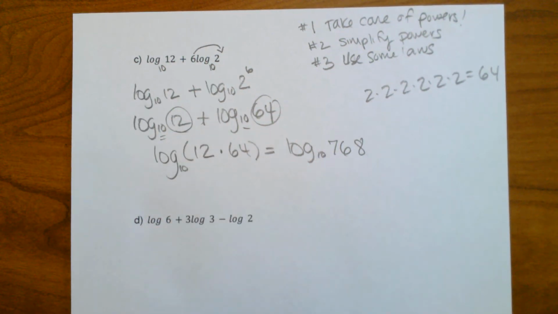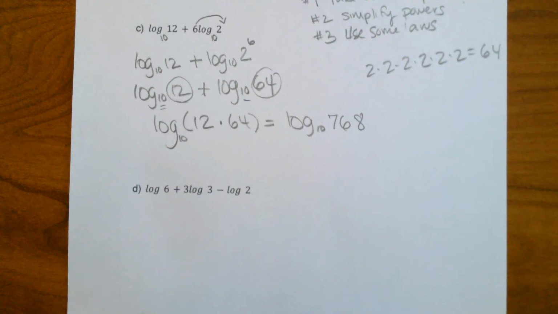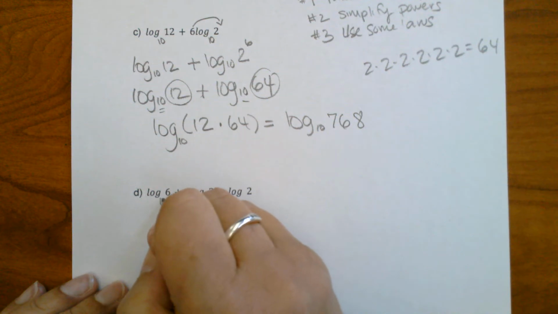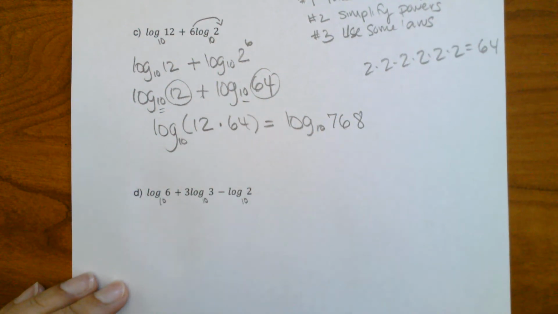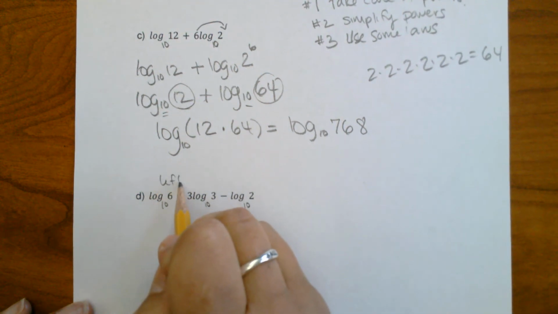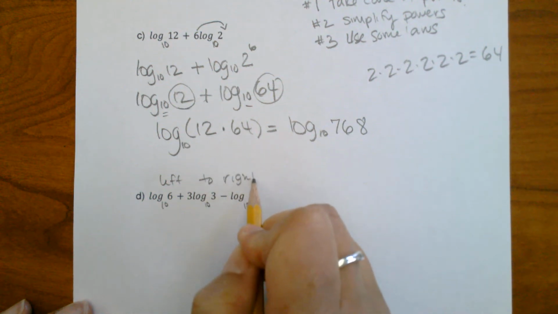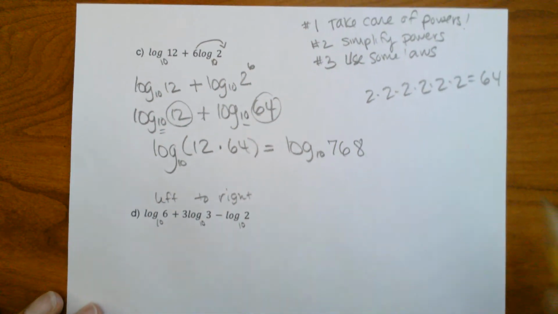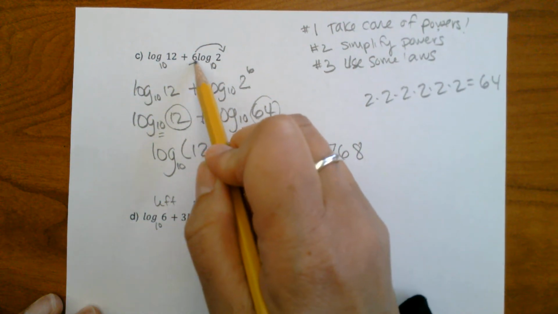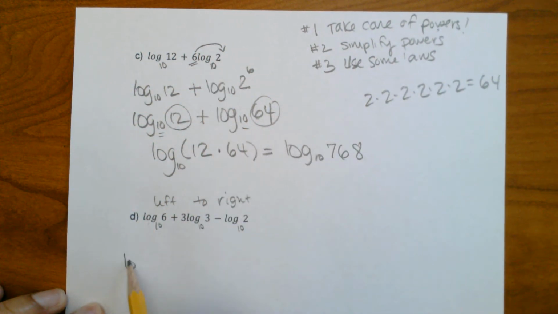Let's look at the last further example. Notice I now have 3 logs, same base, base 10, base 10, base 10. I went from 2 to 3. It's okay. We're going to look at this problem from left to right, just like we read a sentence. So the first thing, let's see if there are any powers to take care of, any numbers in the front. So we have log base 10 of 6. Nothing in front here. That's actually a 1, which we don't have to worry about.